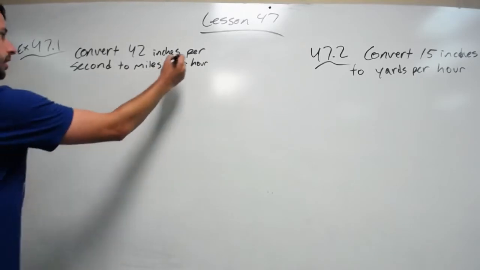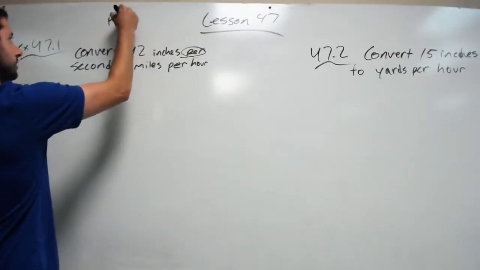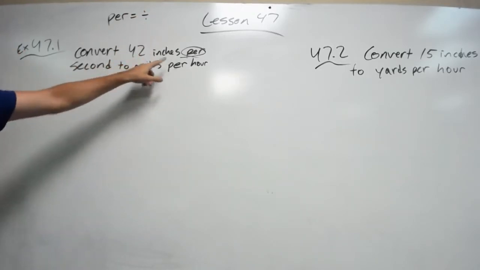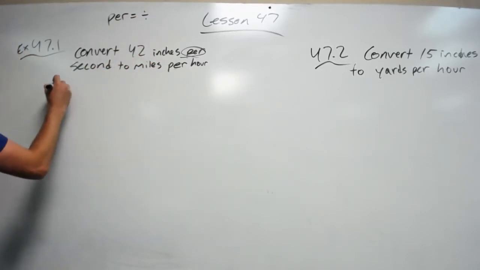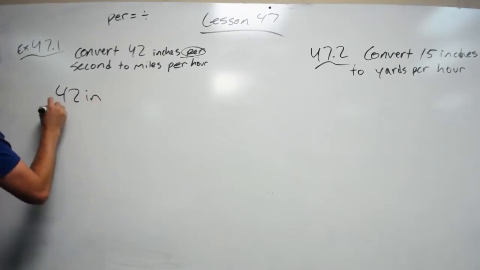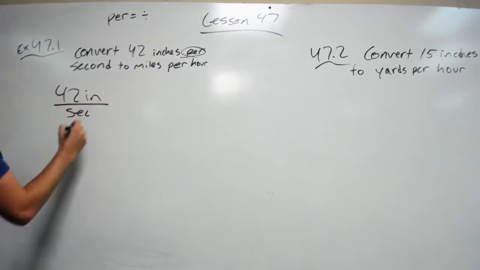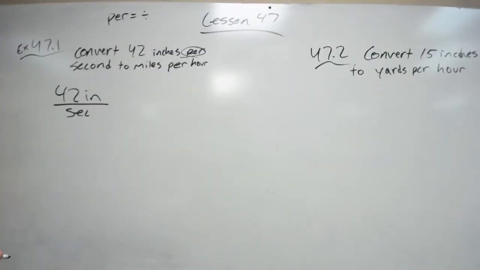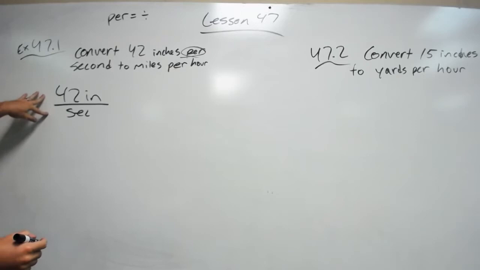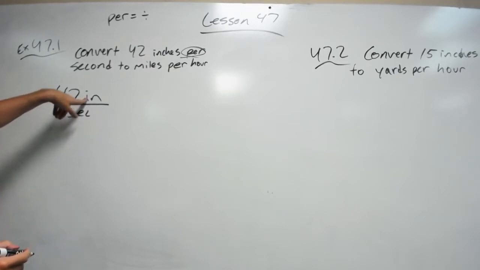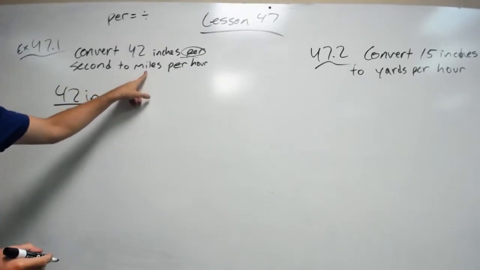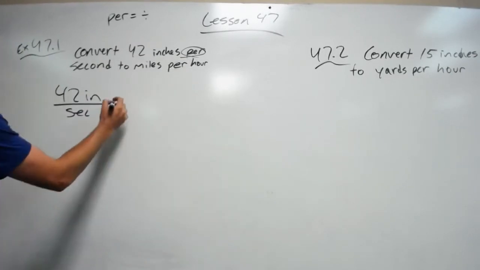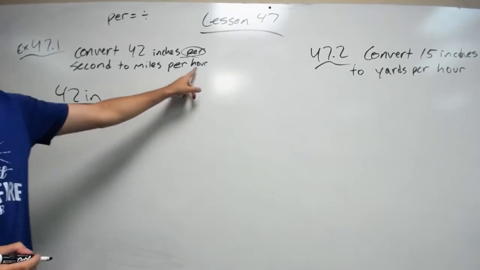First of all, the word per always means division sign. So if I say 42 inches per second, that'd be like writing 42 inches over second. And we have to convert to miles per hour. So we're going to have to convert the inches to miles, because that's a measurement, and then the seconds to hours, because that's a time. So let's convert seconds to hours first.